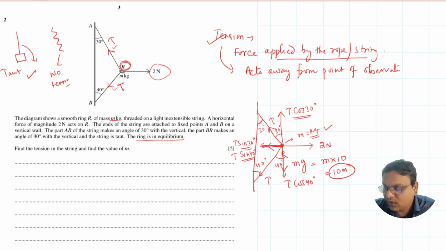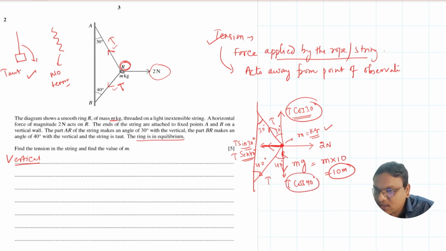Okay, let's start. So how do we do this? What are the vertical components we have? You can see here, T cos 30. And at the bottom we have T cos 30 and mg. So you can write down T cos 30 degree plus mg, which is equal to T cos 30.